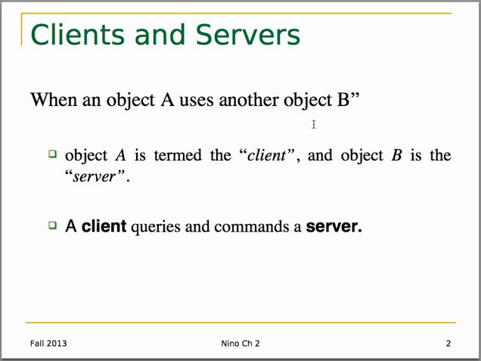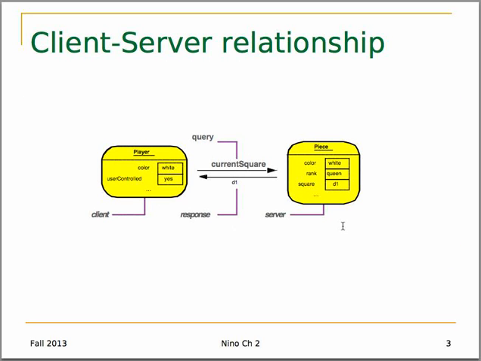This is sort of related, but pretty different. So this is in Java classes. One class will be a client and another class will be a server. So we can say that a client sends queries and commands to a server. So a client queries or commands a server to do things or return data. And we represent it using this kind of a diagram.